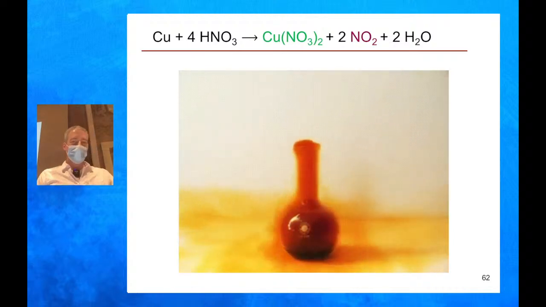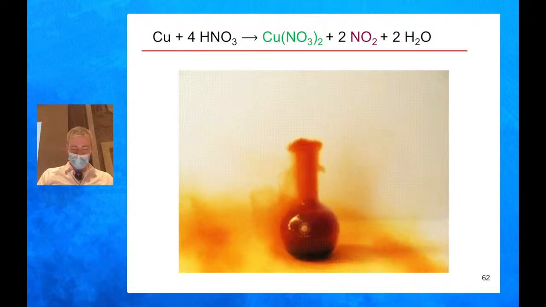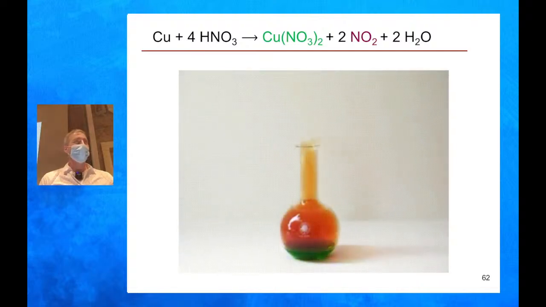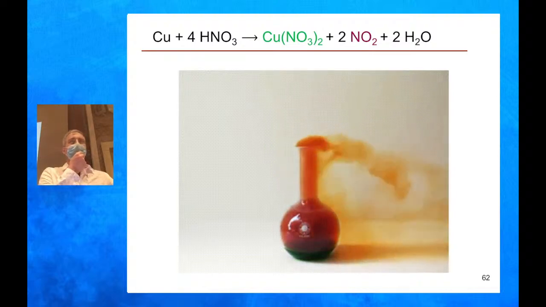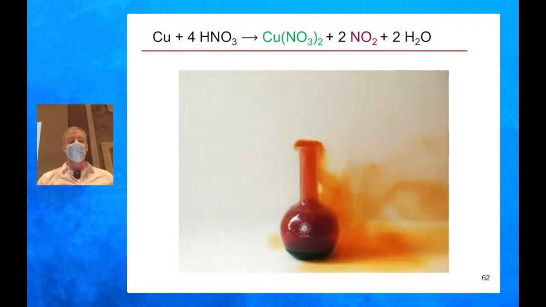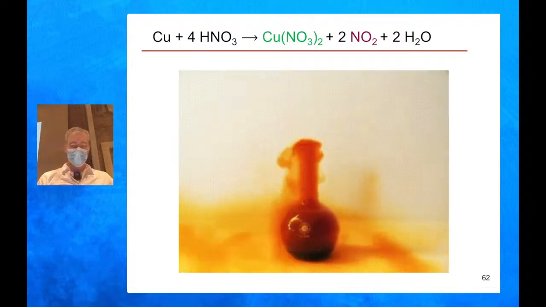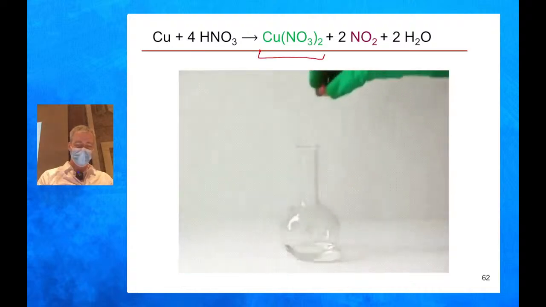What's going on here? There's a flask filled with, well, it's got some nitric acid in the bottom. And nitric acid will react if you drop a piece of copper in there, and the copper could just be like a penny. And it does this reaction that you see written at the top of the screen where it makes this substance copper nitrate, which is green.